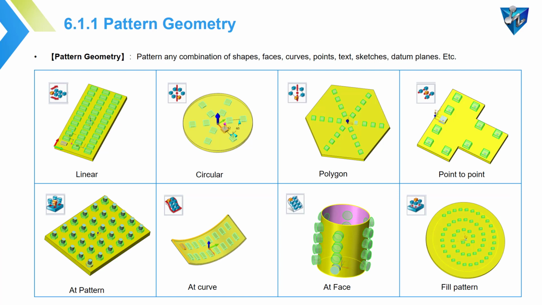First, let's talk about pattern geometry. In ZW3D, geometry means shape, face, curve, point, sketch, datum, etc. And in this page, you can see we just take a solid shape as an example to show you the 8 methods to create a pattern, which are linear, circular, polygon, point to point, add pattern, add curve, add face, and fill pattern. You can quickly go through the slide, and later I will show you directly in the software.